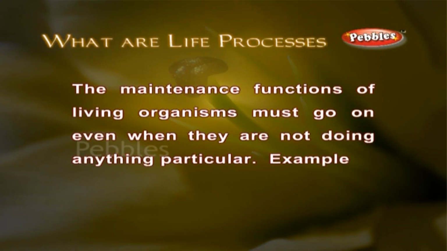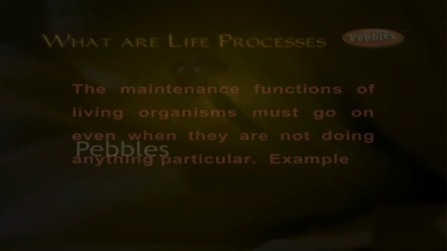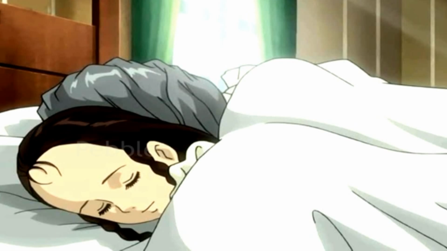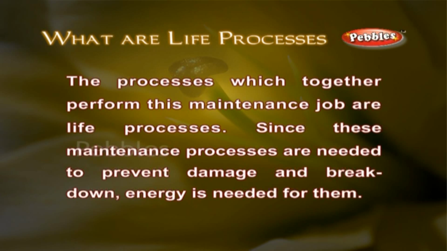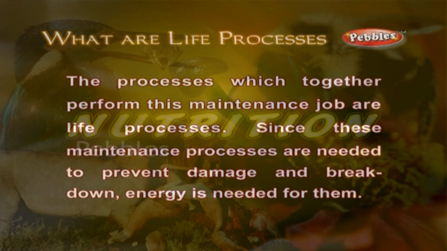What are life processes? The maintenance functions of living organisms must go on even when they are not doing anything in particular. Example: even if we are just asleep, even when we are just sitting in class, the processes which together perform this maintenance job are life processes. Since these maintenance processes are needed to prevent damage and breakdown, energy is needed for them.